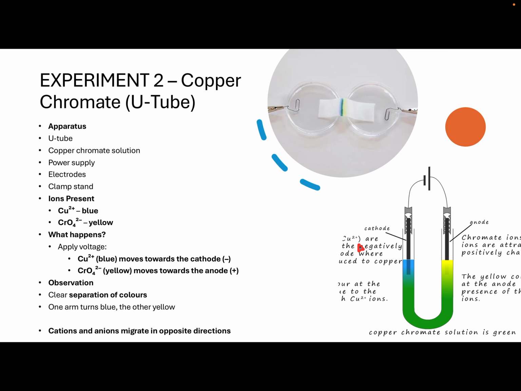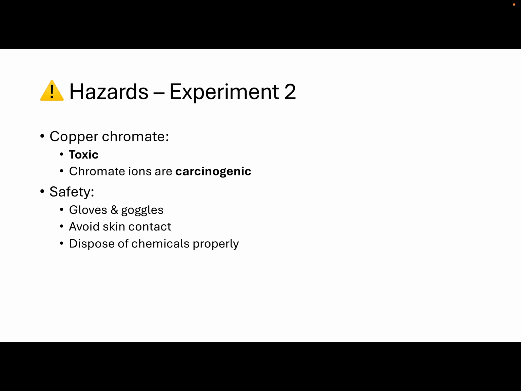Ions and observations. The copper chromate contains copper ions, which are blue, and chromate ions, which are yellow. When an electric field is applied, the blue copper ions move towards the cathode. The yellow chromate ions move towards the anode, resulting in a clear separation of the colour in the two arms of the U-tube, providing strong evidence that cations and anions migrate in opposite directions.